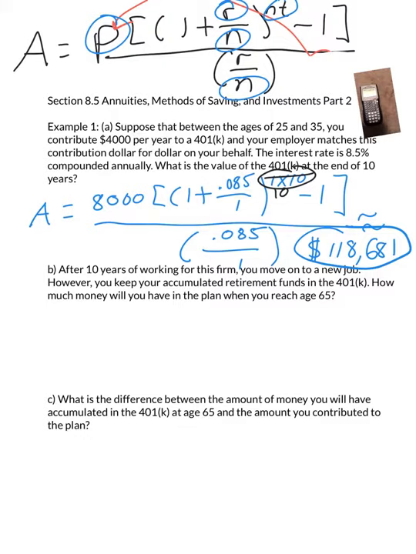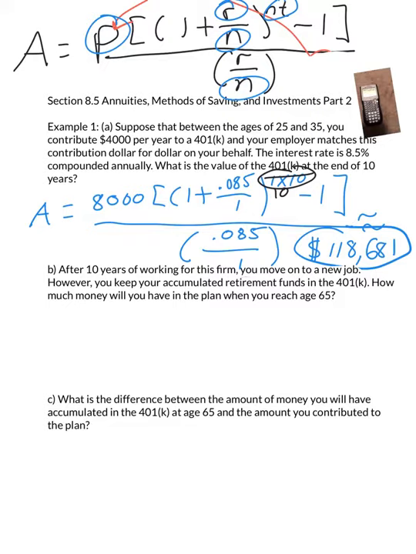Now part B, so this is all example 1 still, says after 10 years of working for this firm, you move on to a new job. However, you keep your accumulated retirement funds in the 401k. How much money will you have in the plan when you reach age 65? So, this is a great real-life example, and it shows you that it does pay off in the long run to just keep the money in that account.